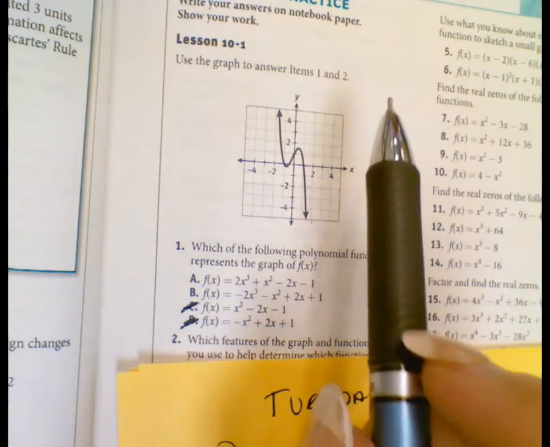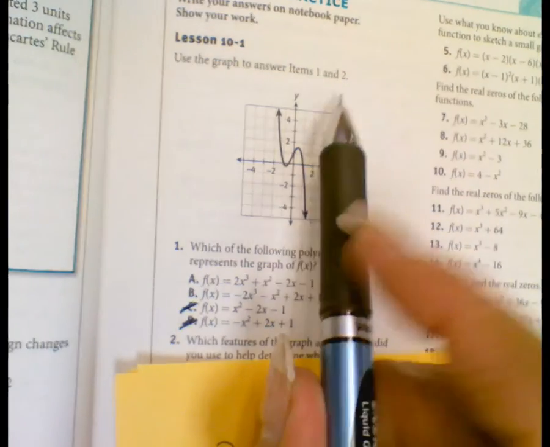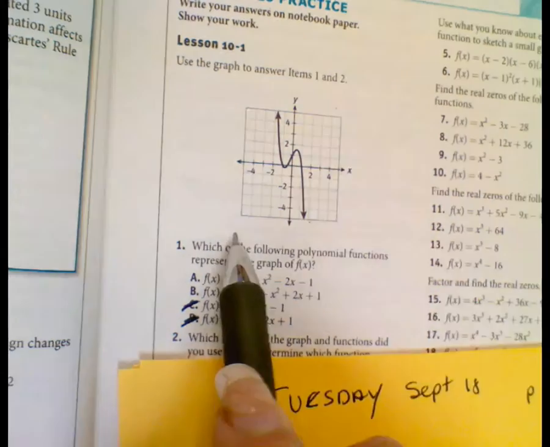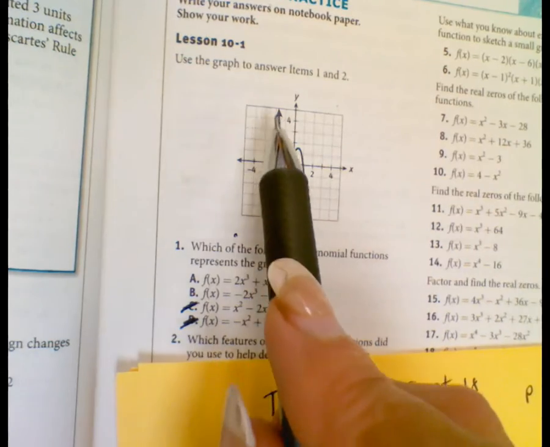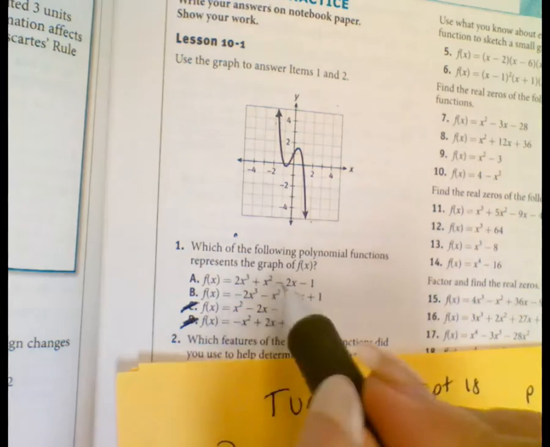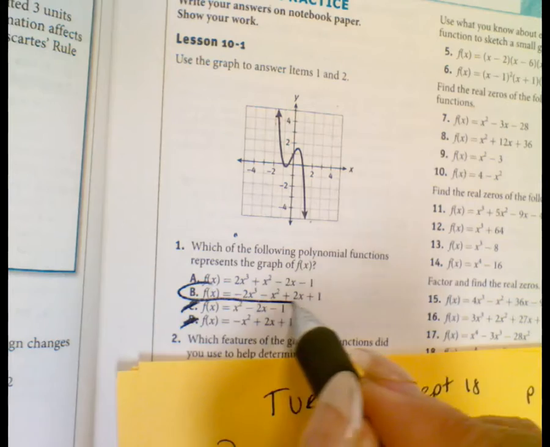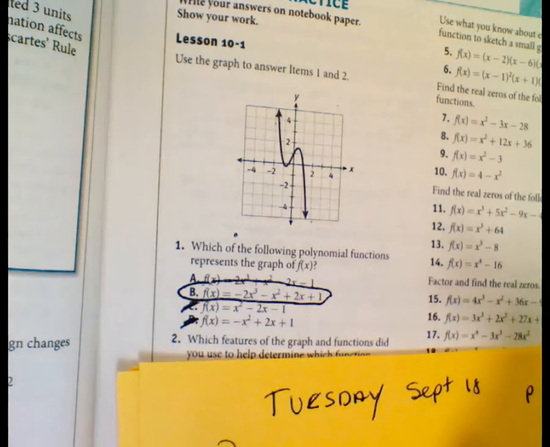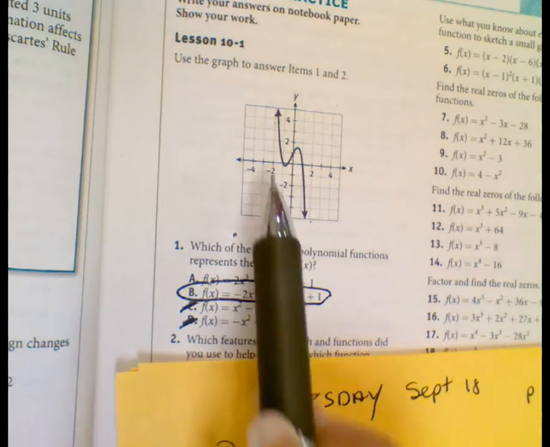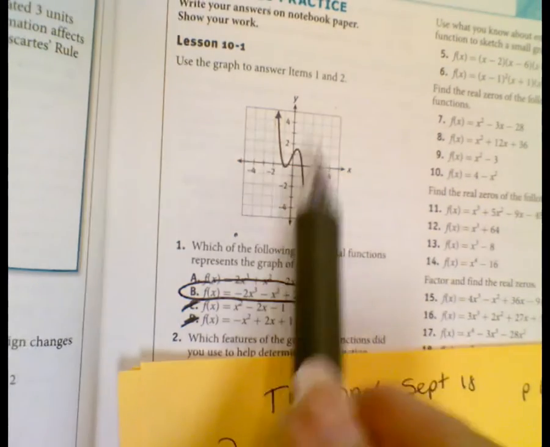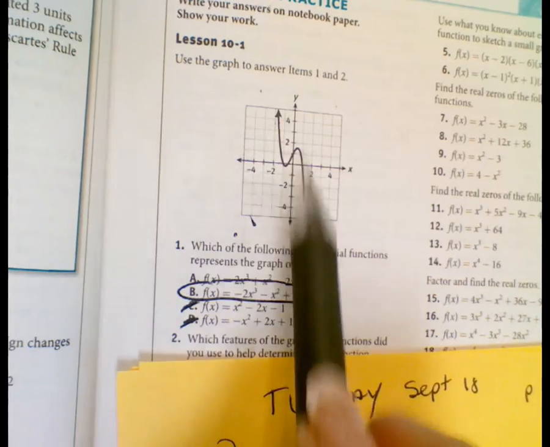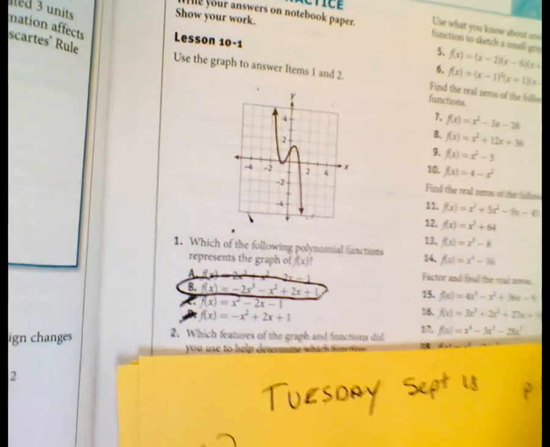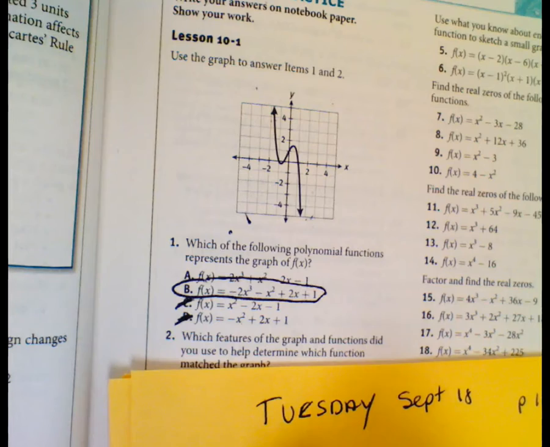Now, if it's a positive leading coefficient, the ends would be here and here. Because these are opposite and the top one is on the left side, that means there should be a negative leading coefficient. So the answer should be B. Leading coefficient should be negative because the ends are reversed. Usually it's here and here if it's positive. If it's here and here, it's a negative leading coefficient. But it's definitely cubic. Okay, going on to number 3. So the answer to number 1 is B.